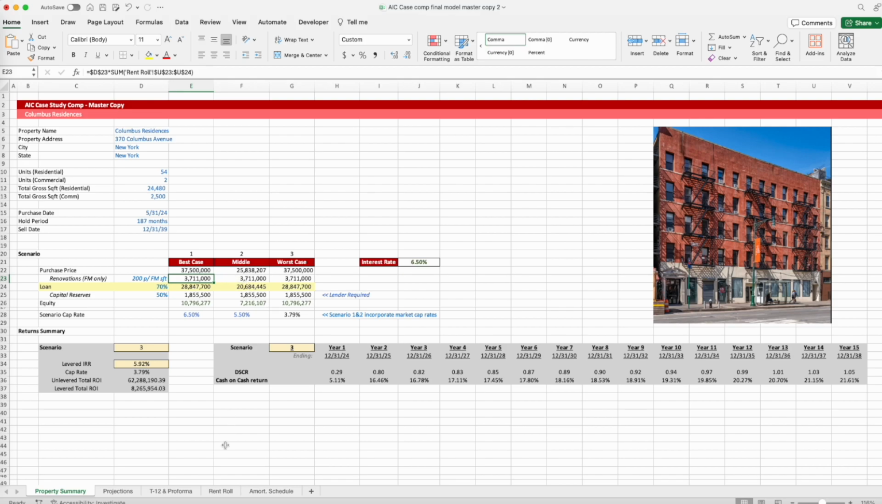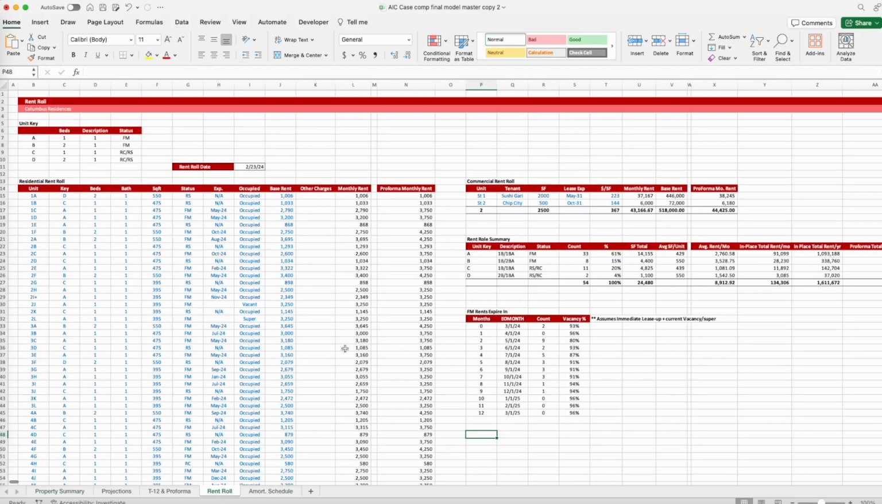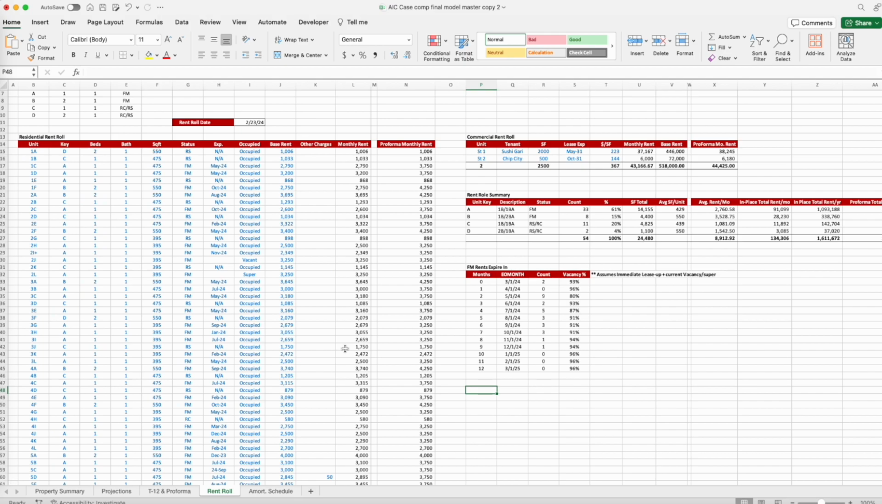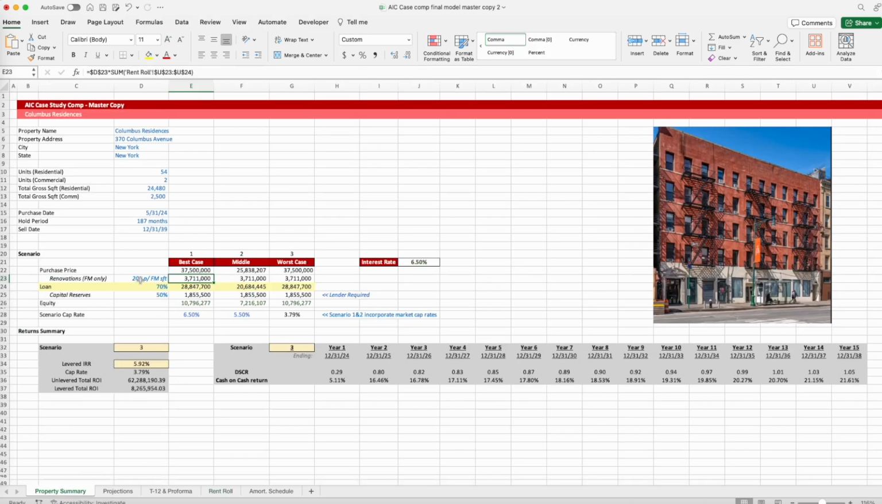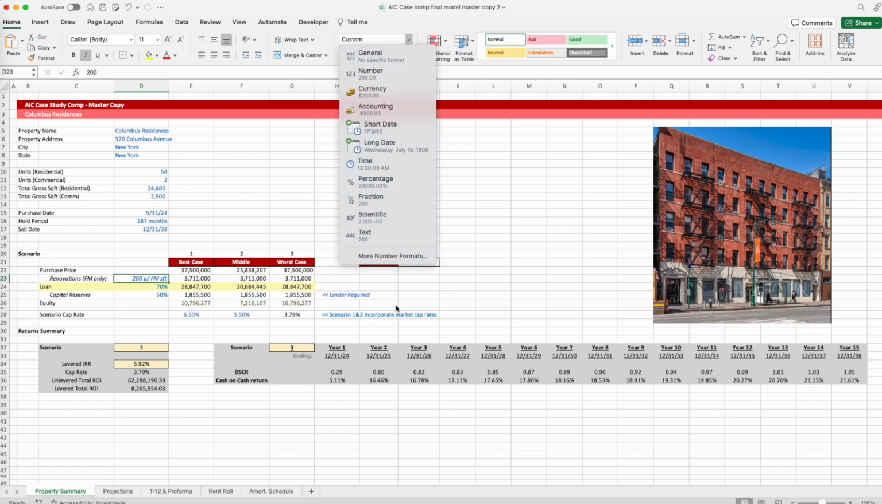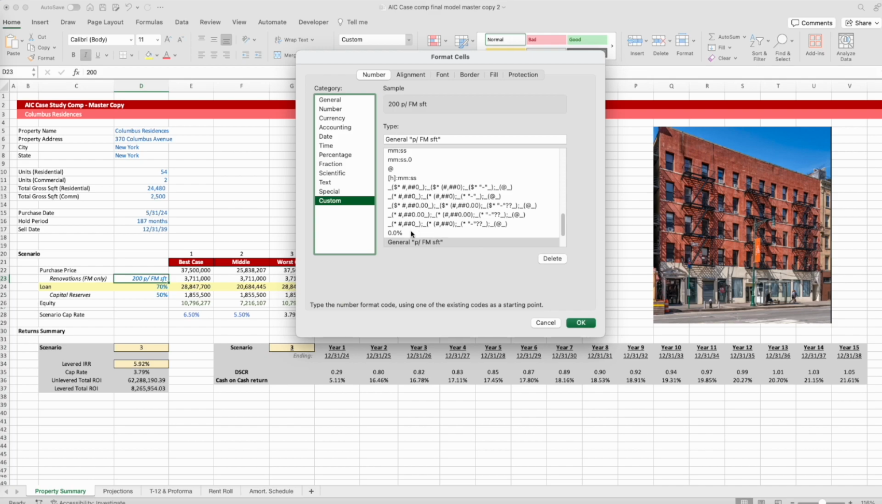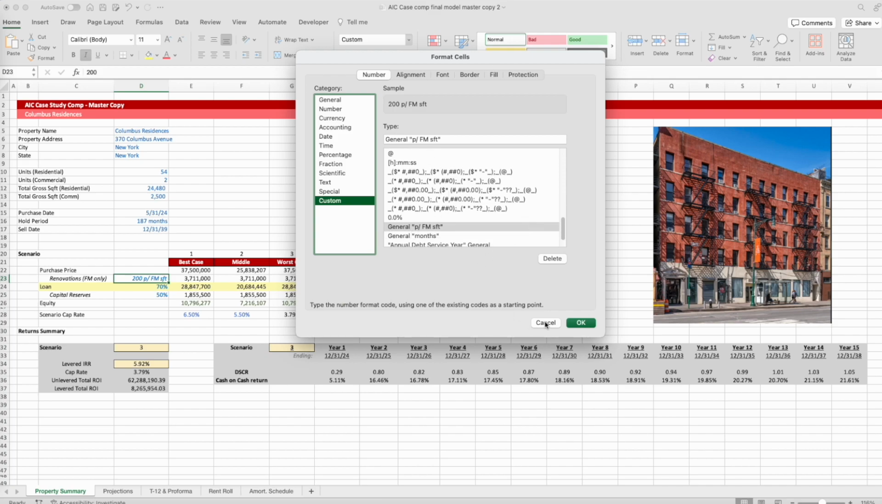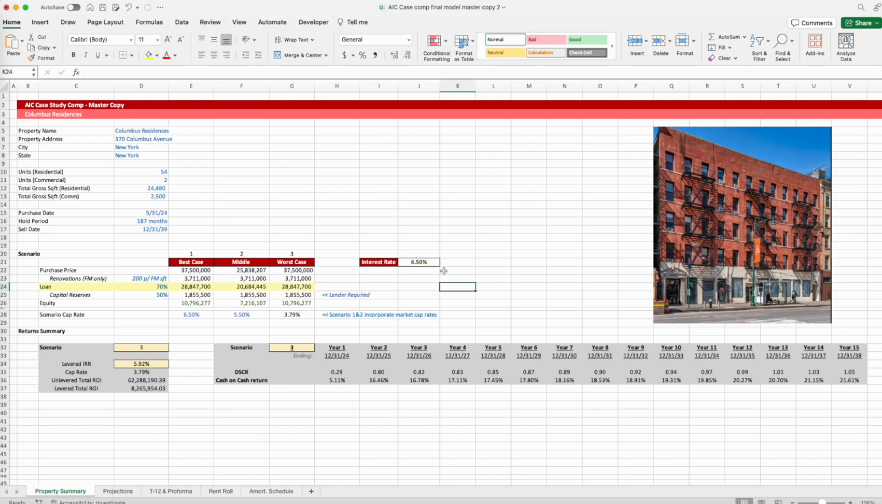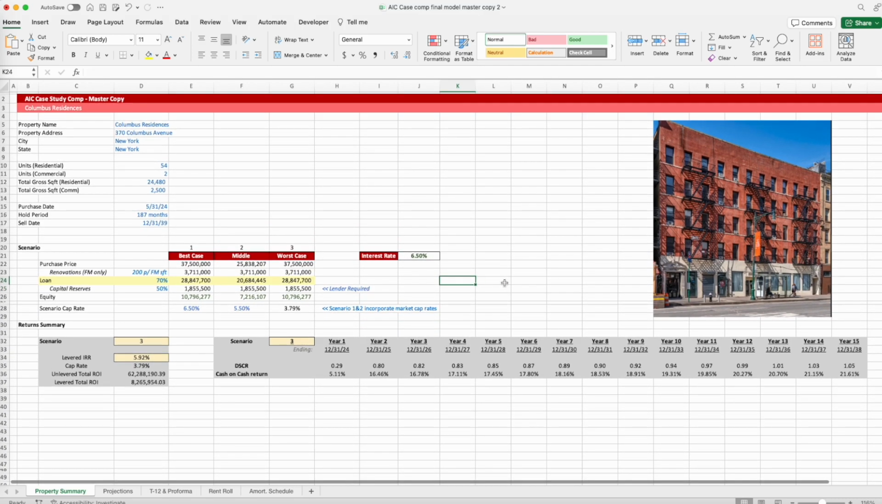And some of you might ask, why free market? Well, in New York, by law you can't increase prices on rent stabilized or rent control apartments, so it doesn't really make sense to renovate them. That's why we did the free market only, and that's where this comes into play. That's just the sum of this multiplied by that 200 per square foot, which if you want to see how I did that, I just made a custom thing. So yeah, that should be that. Let me know if you have any questions.